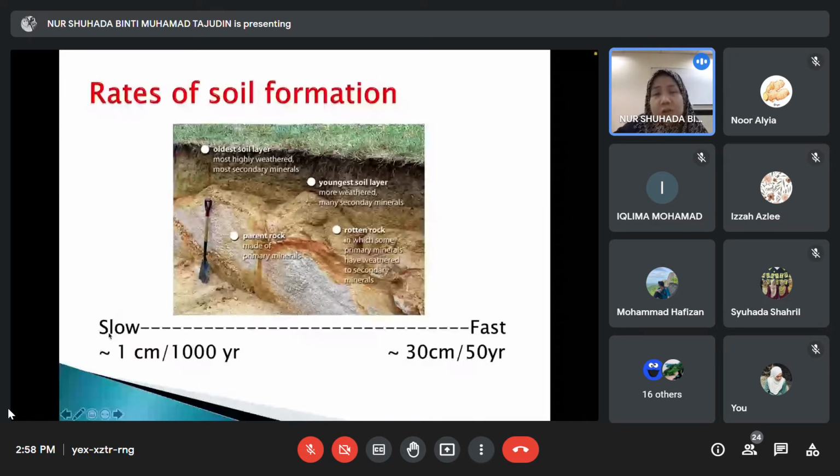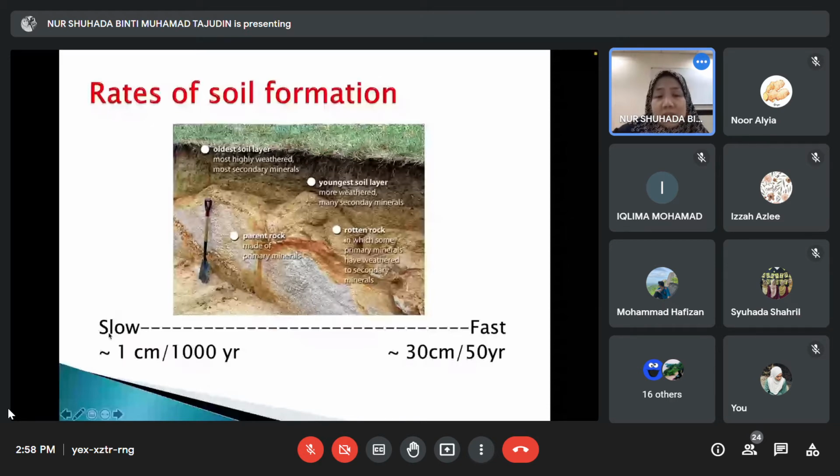I've mentioned to you before, soil is a renewable resource but a very slowly renewable one. The process of soil formation is slow. The first factor is climate. Climate is what we call a dominant factor. Dominant means the first factor that is affecting soil development.